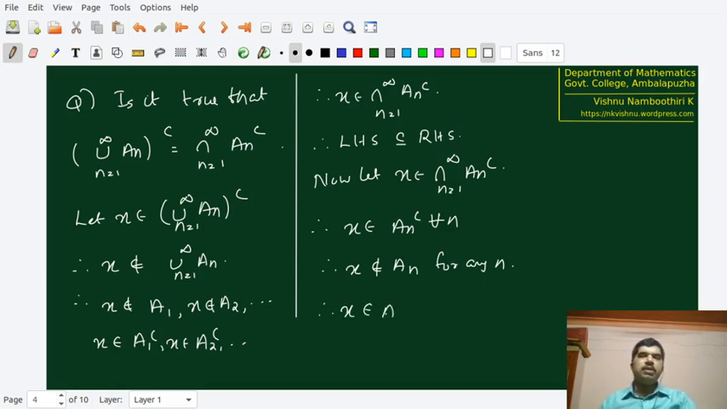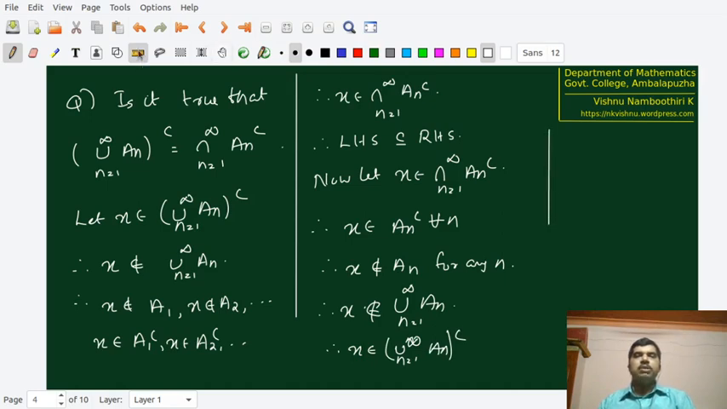Therefore x is not in An for any n. That means x is not in the union over n equal to 1 to infinity of An, because if x had to be in the union, x must be in at least one An, but that is not the case here. Therefore x is in the complement of the union over n equal to 1 to infinity of An. So both these things put together, we have LHS subset of RHS and RHS subset of LHS. Therefore these two sets are exactly the same.